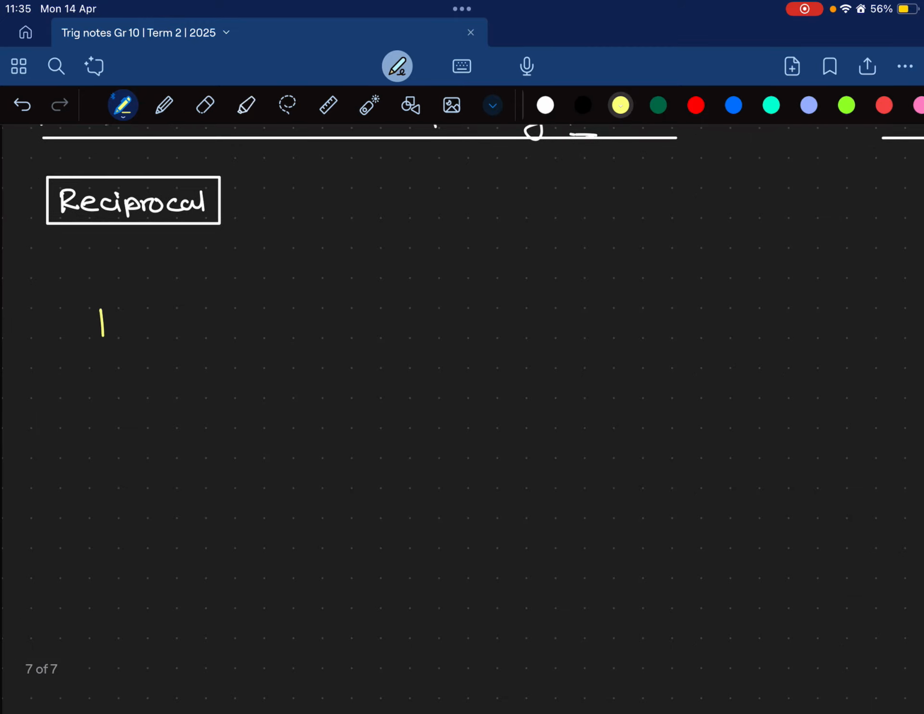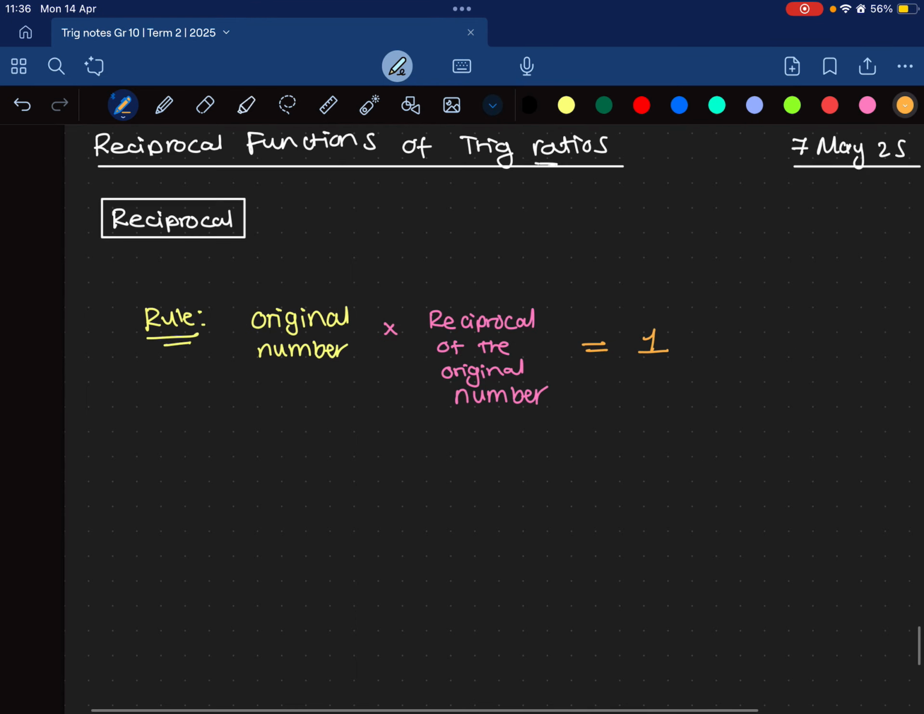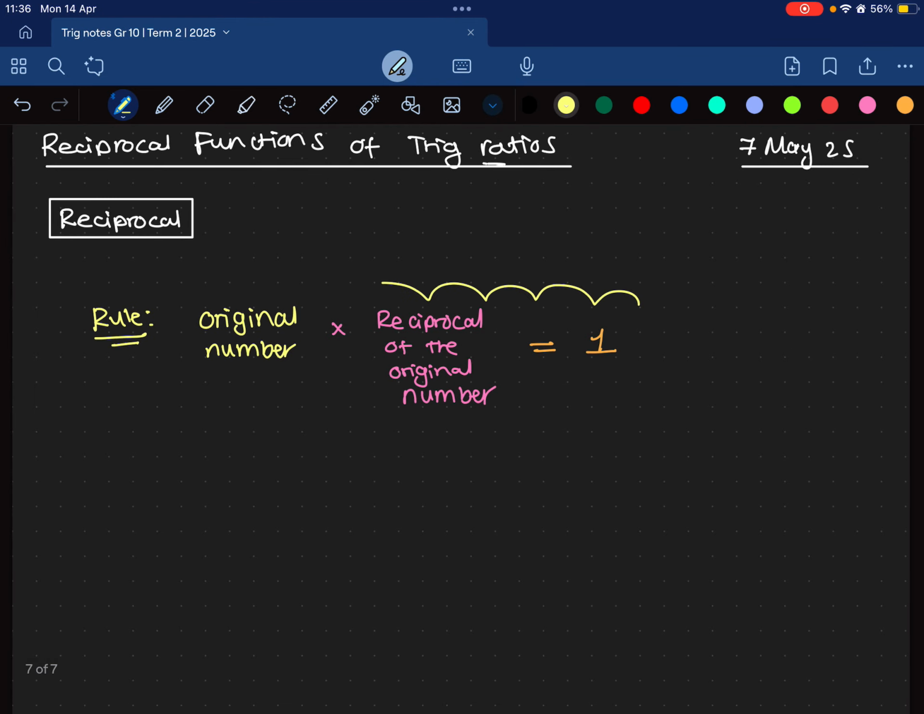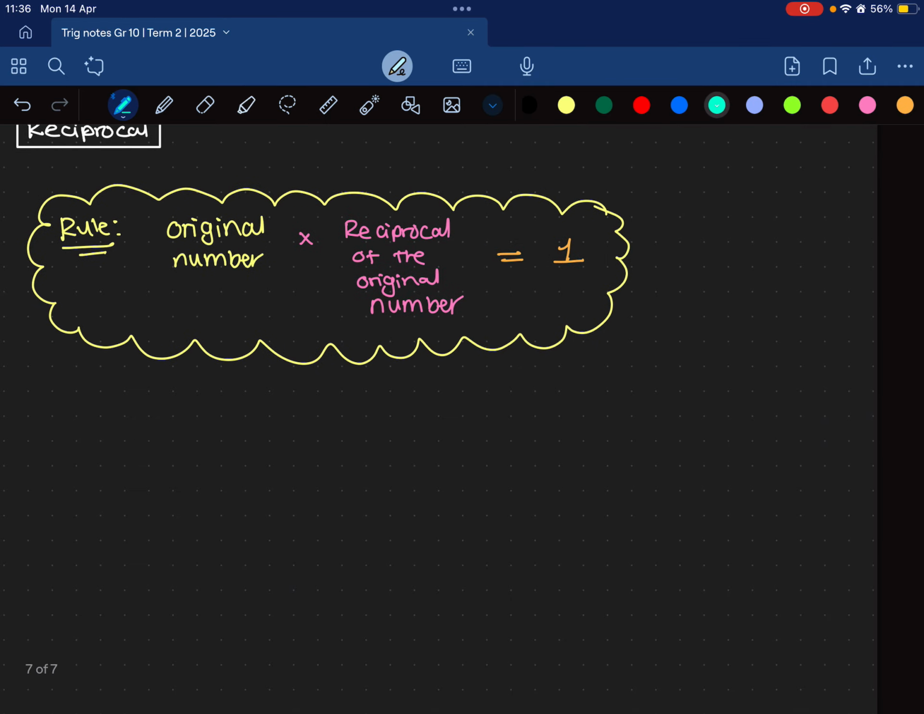So basically the rule states that you take the original number and you multiply that number by the reciprocal of the original number, and you should always get an answer that is 1. That is basically what a reciprocal is. It's multiplying the original number by the reciprocal to always get a value of 1. So let's try an example.